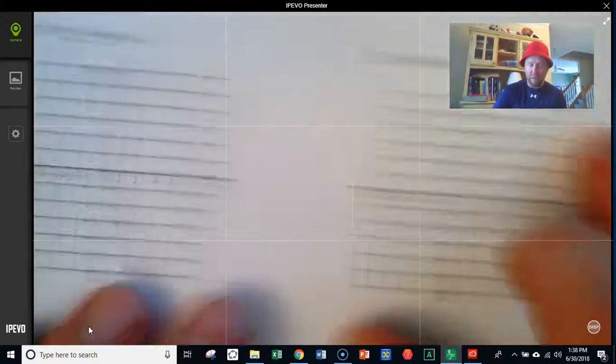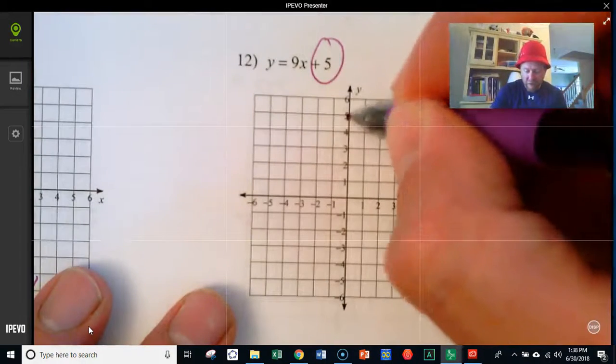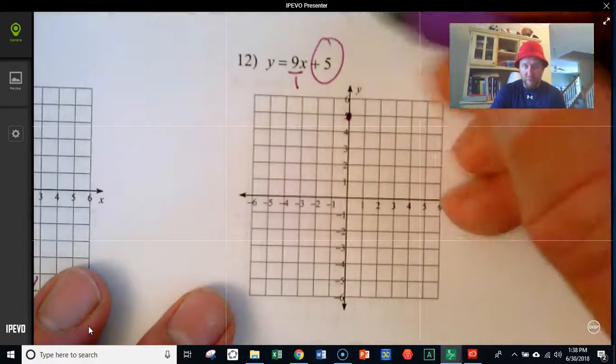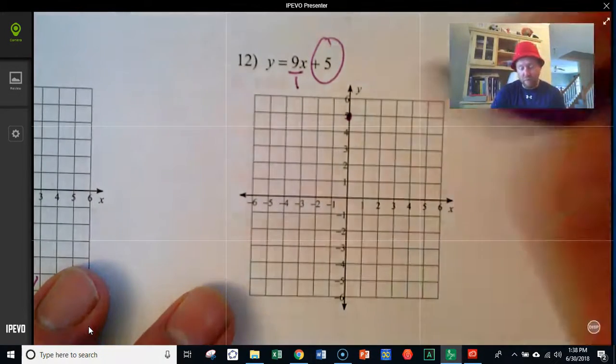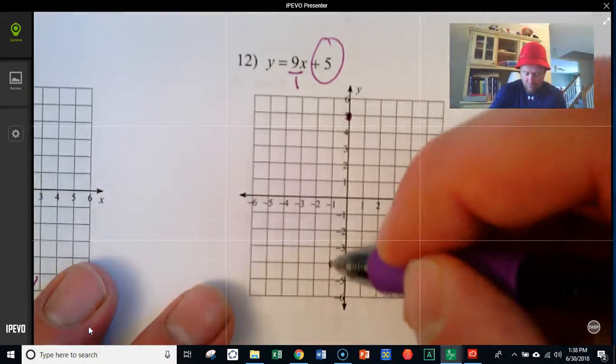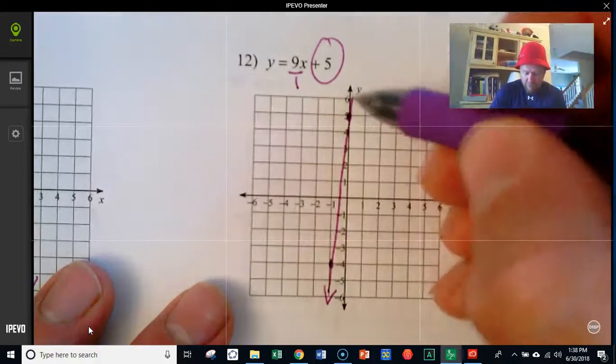And then on this last one here, we've got that our y-intercept is 5. That's right here. Our slope is 9, which is like 9/1. That means we go up 9 and over 1. Can't do that because we run out of grid. But what we could do is go down 9 and back 1. And just kind of draw the best line we can through those 2 points.